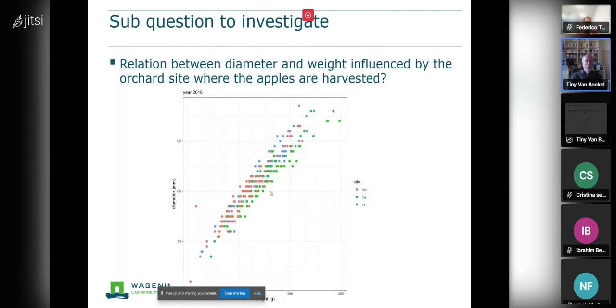But the question that I actually had was, these apples came from different orchards. And the question I had was, is this relation between diameter and weight perhaps different for each orchard? So that's also, you can say, a sort of treatment effect.